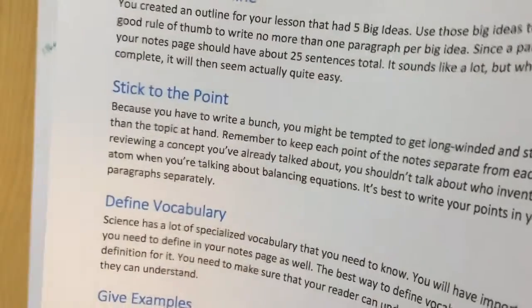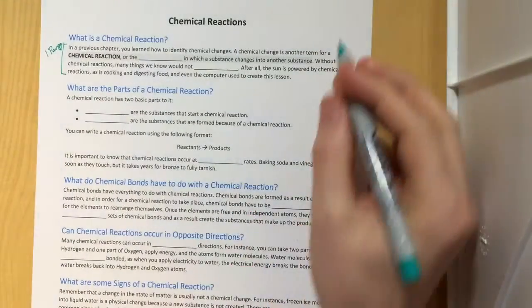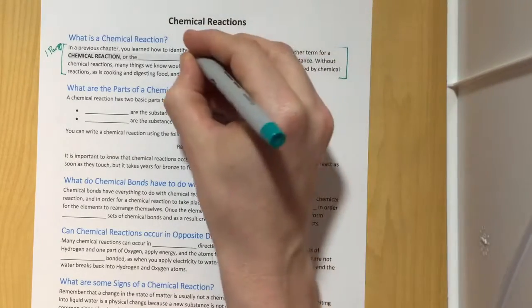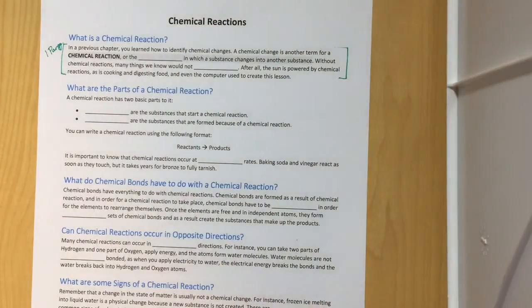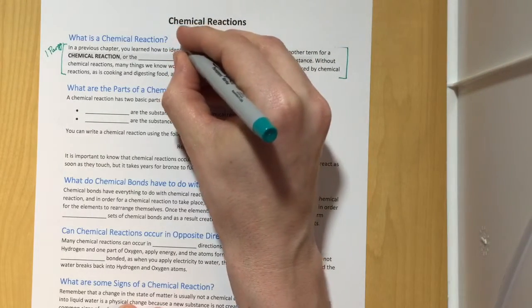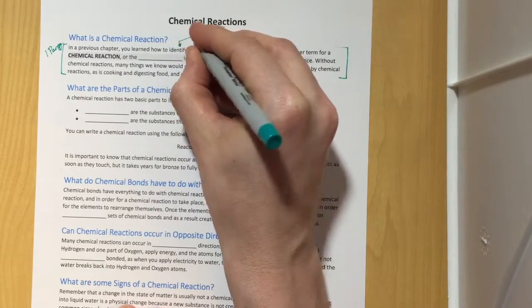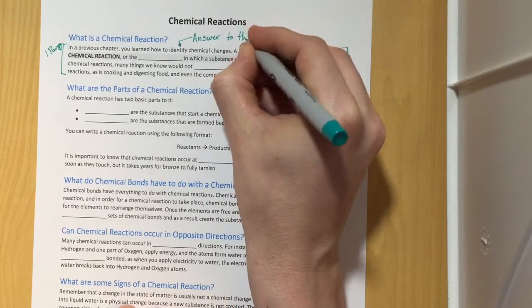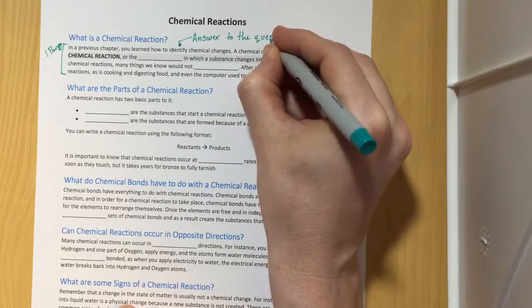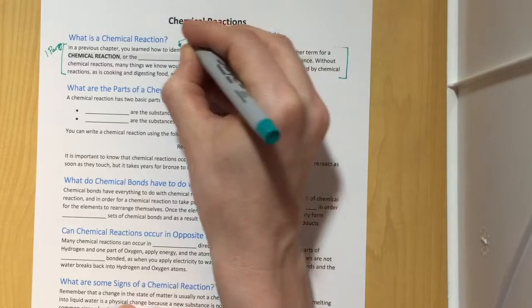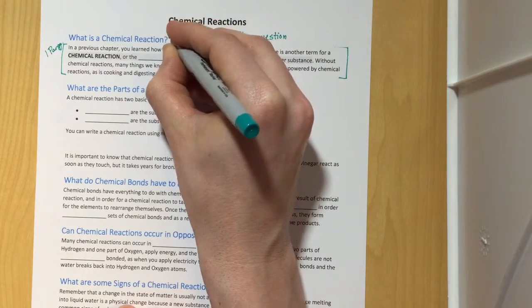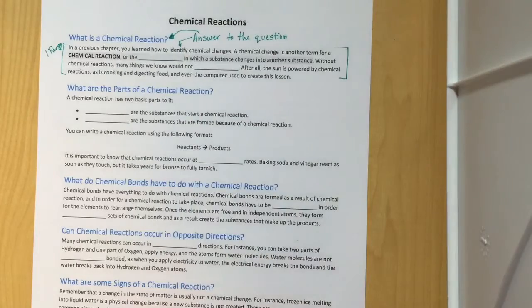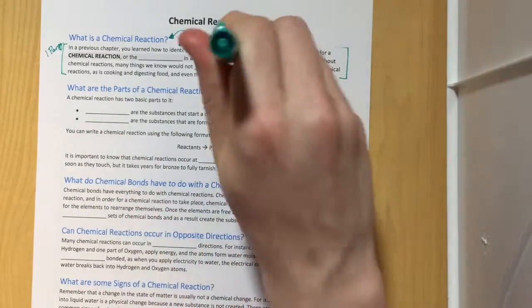Big idea number 2 is stick to the point. In this paragraph right here, you're only talking about what is a chemical reaction. In many ways, this is the answer to the question. And since you have a textbook, internet resources, and all of that stuff, it's pretty easy to find all the information necessary for this. This is the answer to the question of what is a chemical reaction, so everything you need to know about it in order to go on further in the lesson is right here.